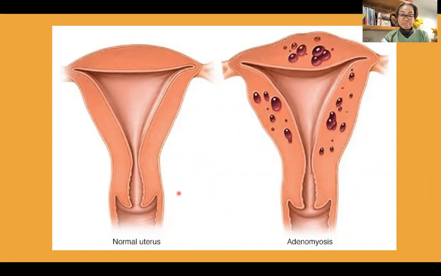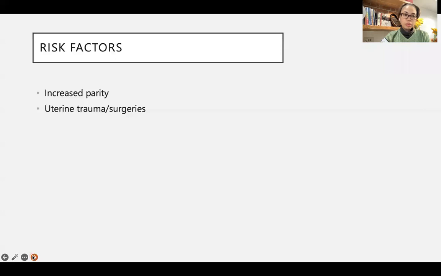So this is one good drawing that I can use to compare how a normal uterus looks and how a spongy uterus looks because of adenomyosis. So here are ectopic endometrial glands and stroma. Risk factors: increased parity, perhaps due to uterine trauma and surgery, because of curettage or cesarean section. Those things are considered risk factors.